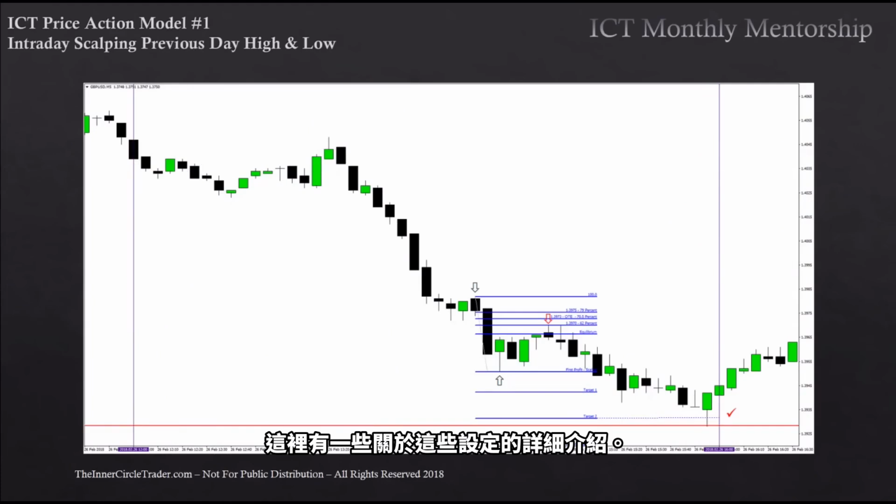Okay, and here are some closer looks at these setups. These are from this particular week of recording. This is again cable. You can see how they hit this one here, hit target 2. Nice little mover here.